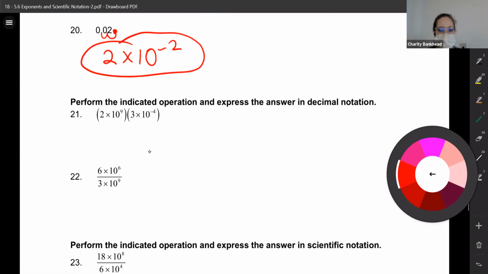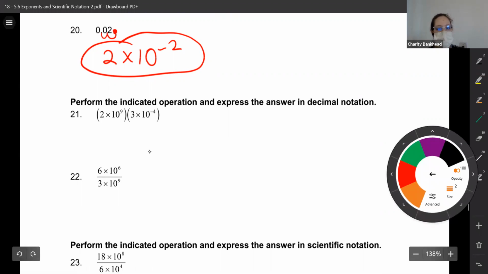Okay, so we can multiply 2 times 3, which is 6. And then we just add the exponents. So 9 plus negative 4 would be 5. Negative, oh yeah, positive 5. That'd be 6 times 10 to the 5th power.